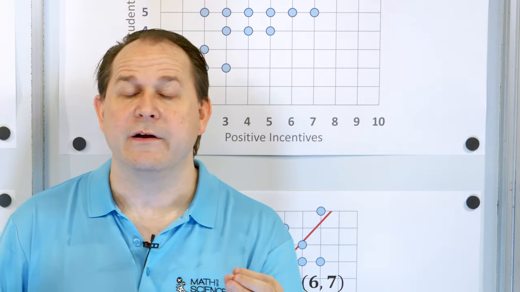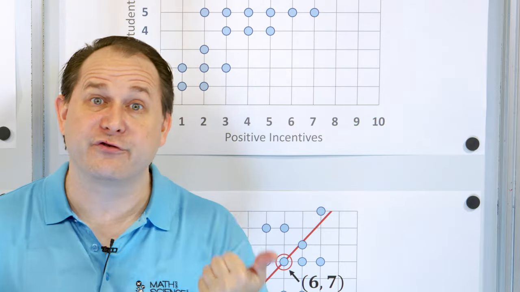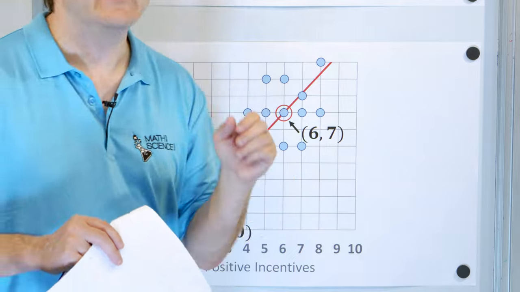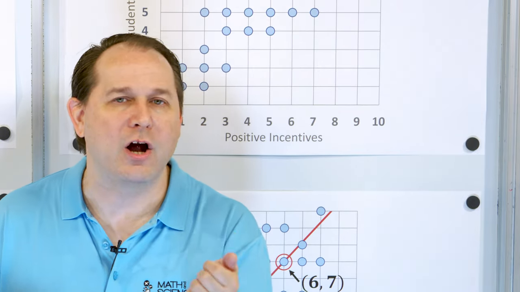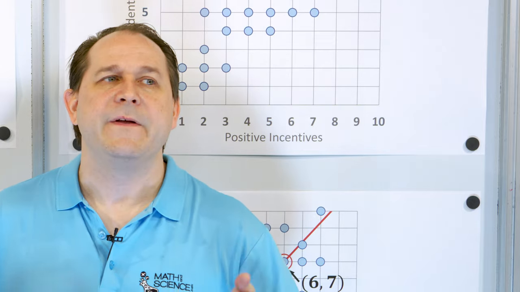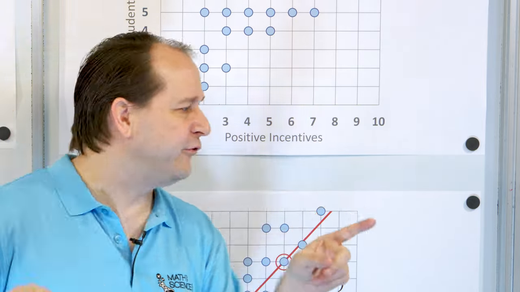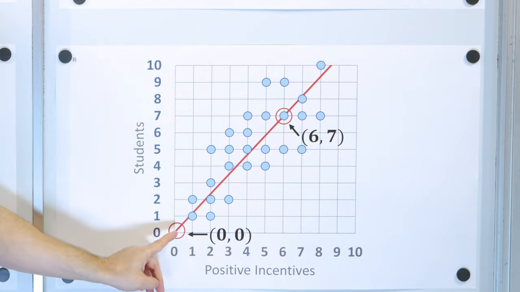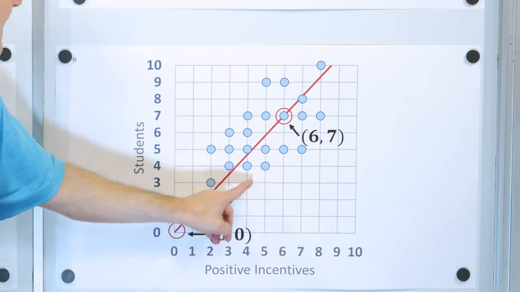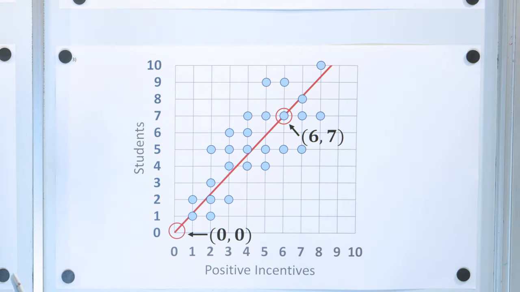The line here that we're saying is a line of best fit cuts through the point 0, 0, and it cuts through the point 6, 7. So even though 0, 0 is not in my data set, I know the line based on my drawing goes through that point. And so I know the line must go through those 2 points. I can see it right here and right here. So even though this is not actually one of my data points, I can still use this to calculate the equation of this line.